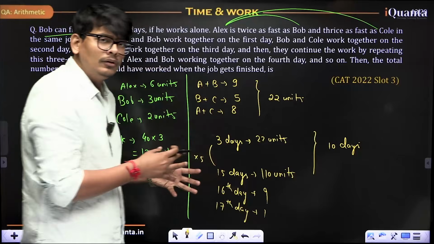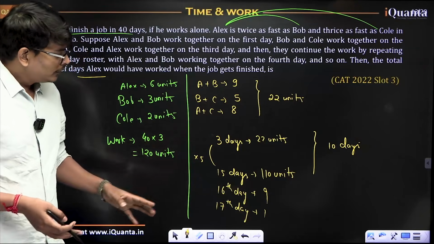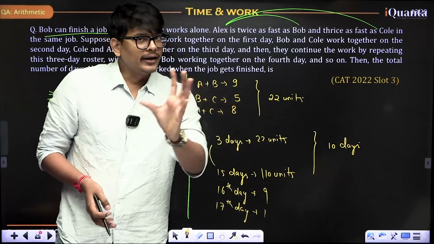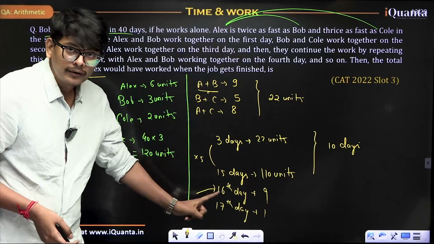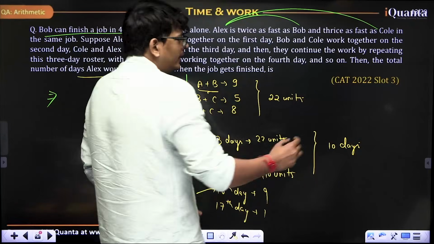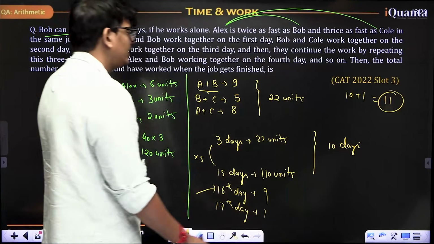क्योंकि हर 3 दिन में 2 दिन तो Alex से काम कर रहा है. देखो यहाँ पे भी, right? So in 15 days, Alex must be working for 10 days. Here also Alex worked, right? So in total, I can say Alex worked 10 plus 1, 11 days. So answer is 11.